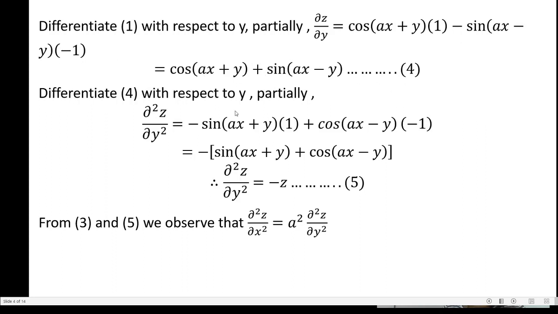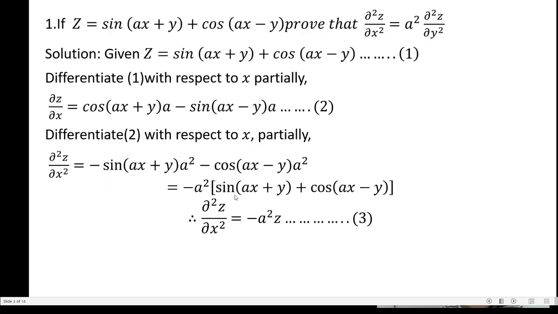Again, differentiate partially with respect to y. What we have, del square z by del y square is equal to the differentiation of cos is minus sin(ax + y). Differentiation of this ax + y with respect to y means 0 plus 1, it is 1, plus the differentiation of sin(ax - y) is cos(ax - y). Again, differentiating ax - y with respect to y, this is 0 minus 1, is minus 1. So, take minus as common, sin(ax + y) plus cos(ax - y). Look here, sin(ax + y) plus cos(ax - y) is z. Therefore, del square z by del y square is equal to minus z. This is equation number 5.